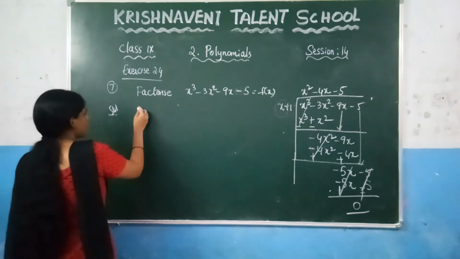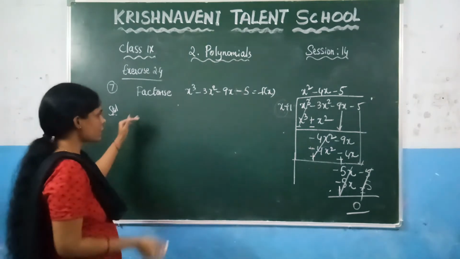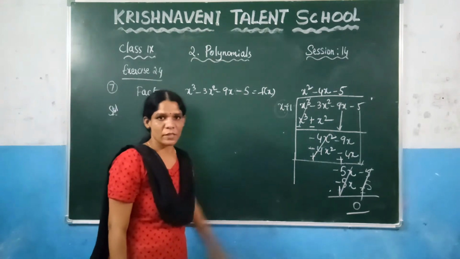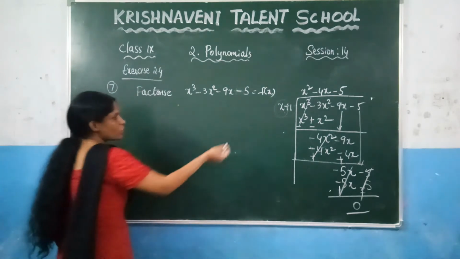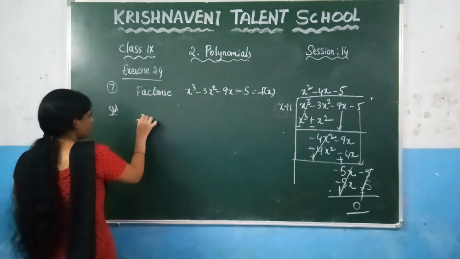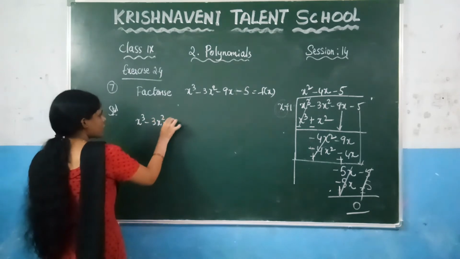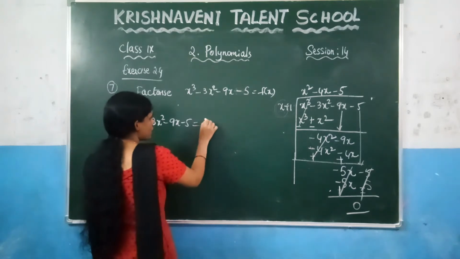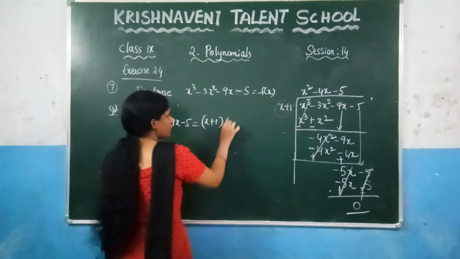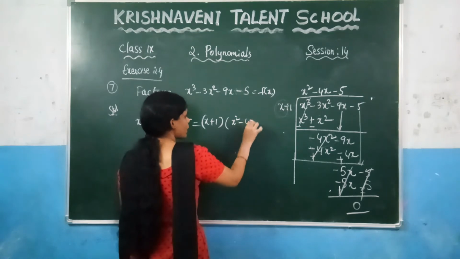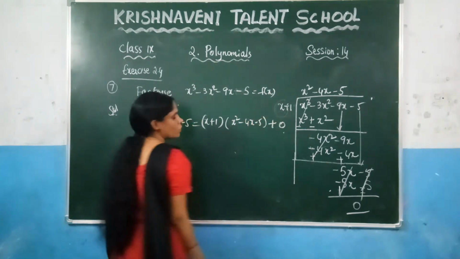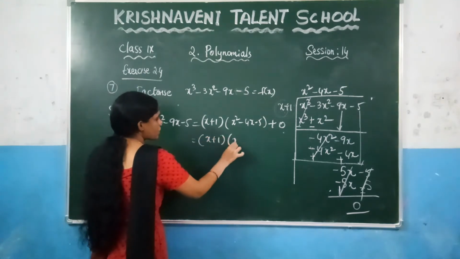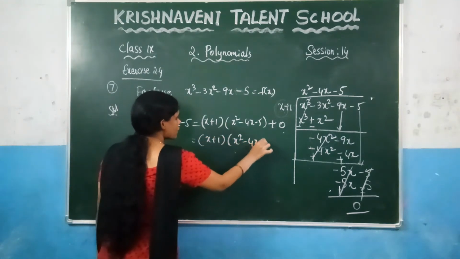So I am writing directly; you can write it here according to the divisibility rule, dividend is equal to divisor into quotient plus remainder. I am not writing this one. So the dividend here is x cube minus 3x square minus 9x minus 5. Dividend is equal to divisor, which is x plus 1, into quotient, which is x square minus 4x minus 5, plus remainder, which is 0. So here what you got is x plus 1 into x square minus 4x minus 5.